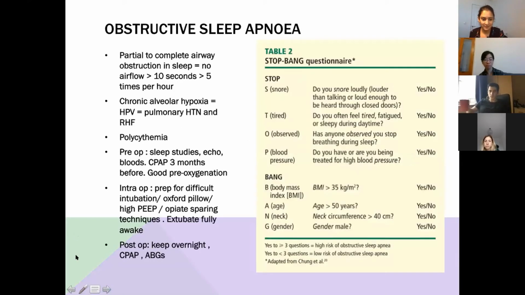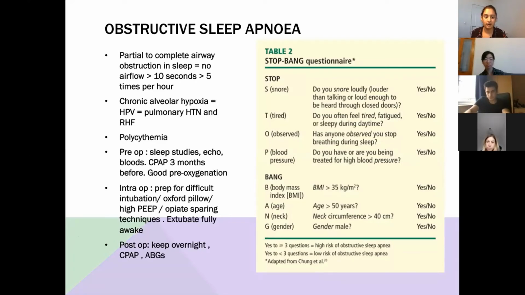Lastly, sorry, I know it's been a bit of a long talk. Lastly, I'm going to talk about obstructive sleep apnea. Now, the definition I found for this was partial to complete airway obstruction in sleep with no airflow for more than 10 seconds, more than 5 times per hour. The STOP-Bang questionnaire is something that I've included here. It's very useful for risk stratification and finding out whether the patients are at risk of having obstructive sleep apnea.